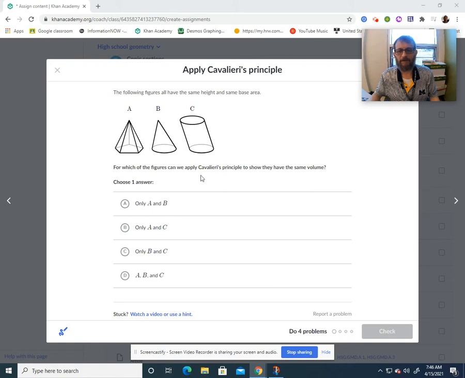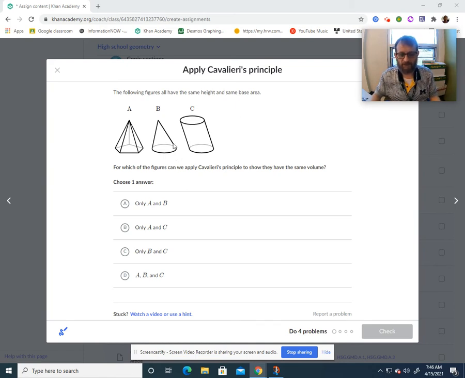Okay, guys, the homework that's due April 23rd, I think, Friday, April 23rd. Cavalieri's principle. I think it's pretty straightforward for most of you. Cavalieri's principle basically says if you have the same base area and the same height, you're going to have the same volume. So it tells us in this problem, all of them have the same base areas and all of them have the same height.